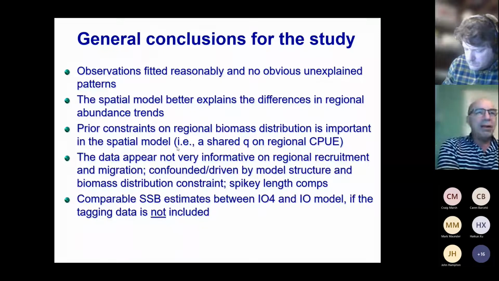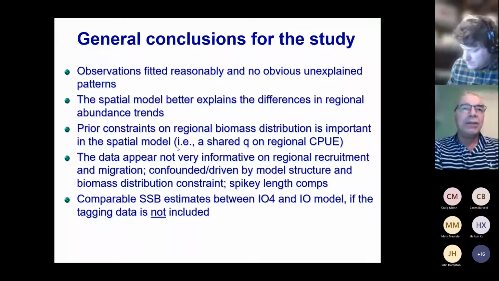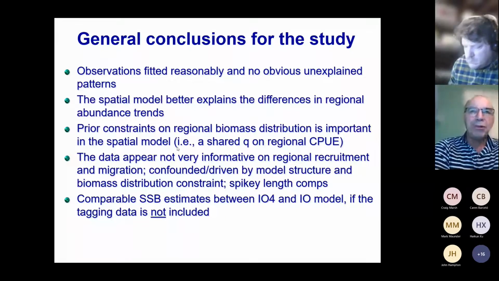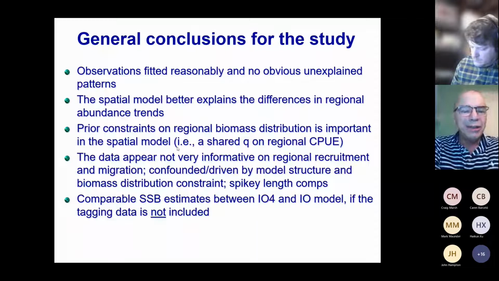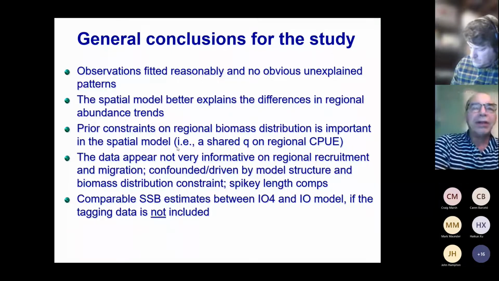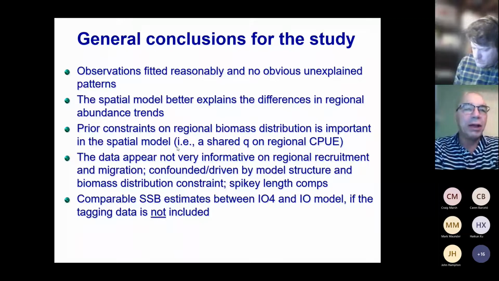Going to our bottom line of what we see overall, we were able to fit the observations pretty well. There are no really glaring patterns of lack of fit. The spatial model seems to do a bit better job with the regional difference than the single area model, which isn't surprising given how different the trends look between the 4 areas. Putting prior constraints on the regional biomass distribution in the spatial model, by using the shared catchability, helped a lot in getting a sense of the distribution of biomass.